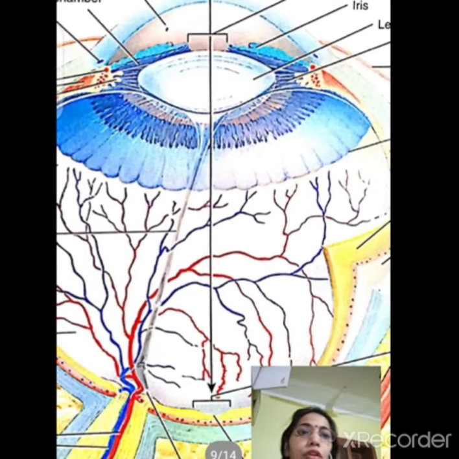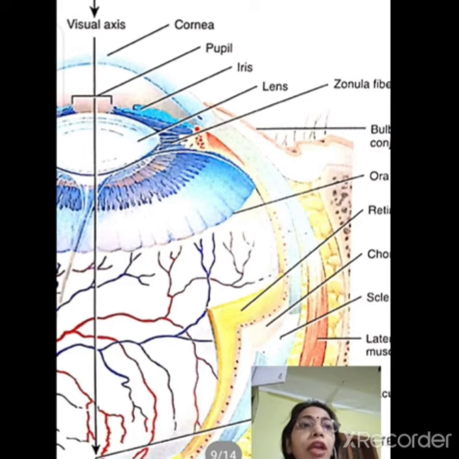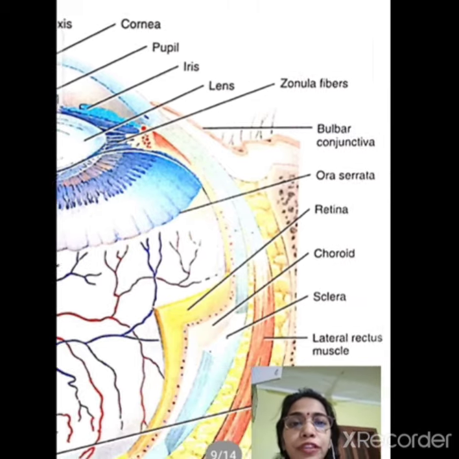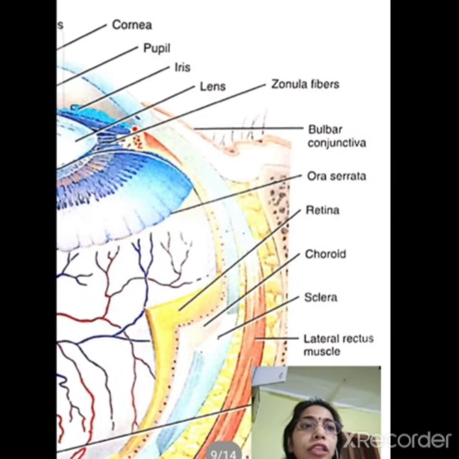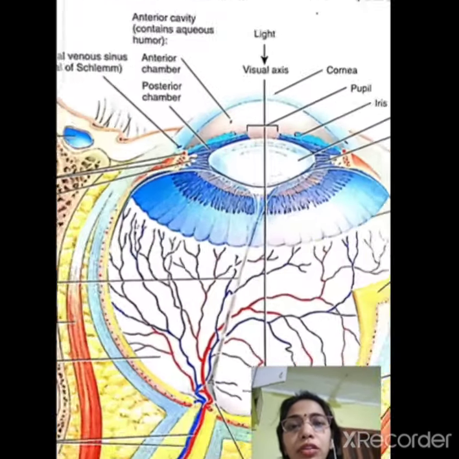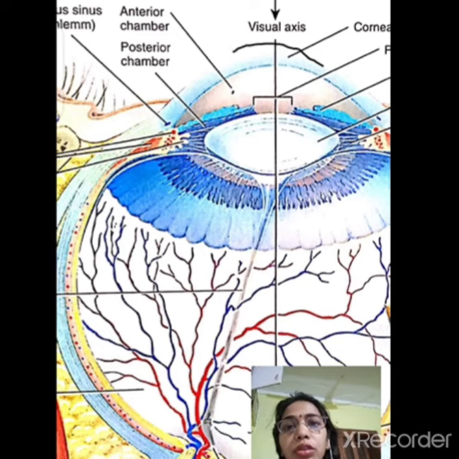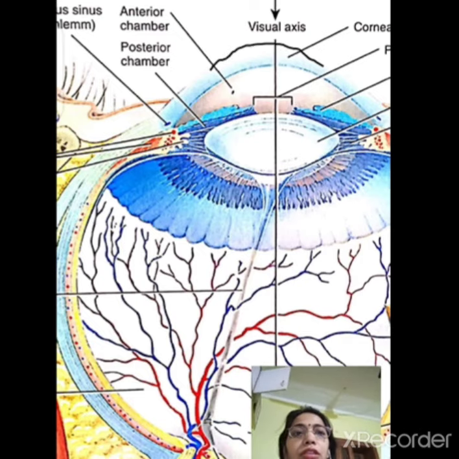Now, about the fibrous tunic. This fibrous tunic is the superficial layer of the eyeball, and it consists of the anterior cornea and the posterior sclera. This is the anterior cornea.